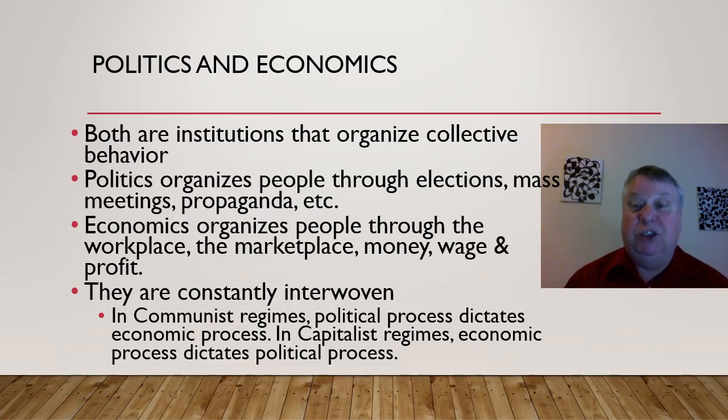Here are 2 types of institutions that organize behavior. Now, they organize behavior in particular ways. Politics organizes people through elections, mass meetings, propaganda. In other words, largely through voluntary participation or organization, usually backed up by force, right? Some element that people are willing to force others to go along with it. So, for example, if you pass a law, that law requires force behind it. Otherwise, there's no point passing a law, right?